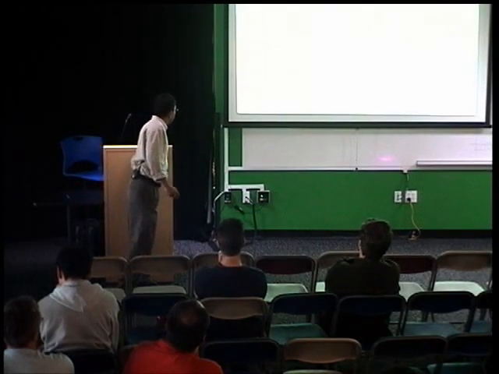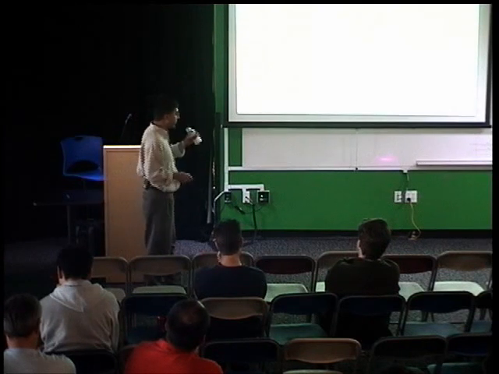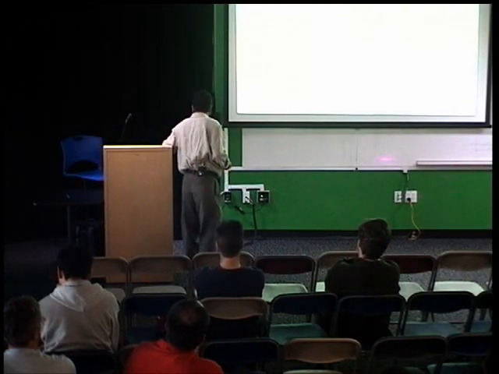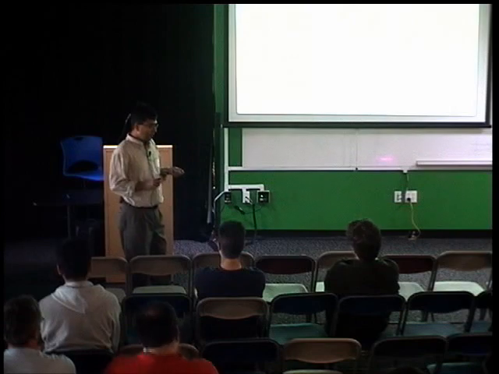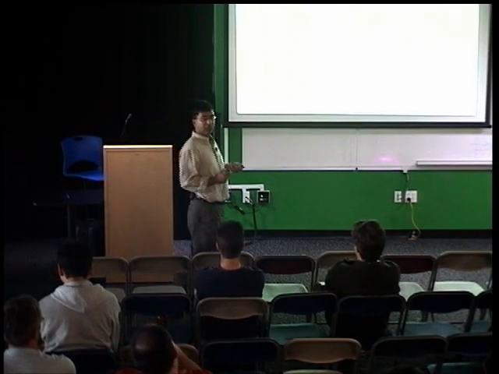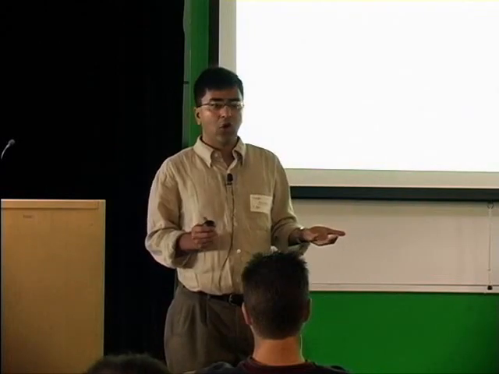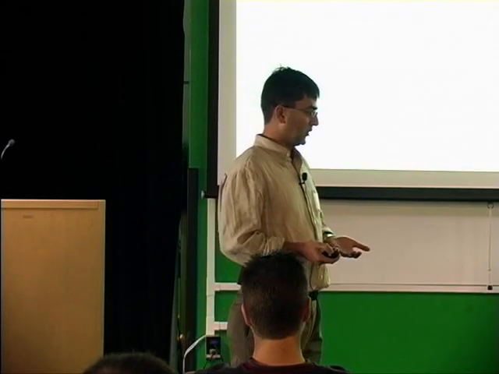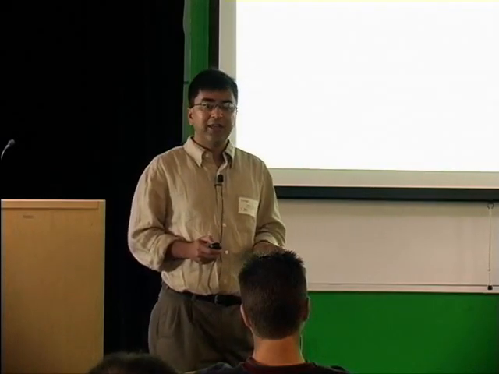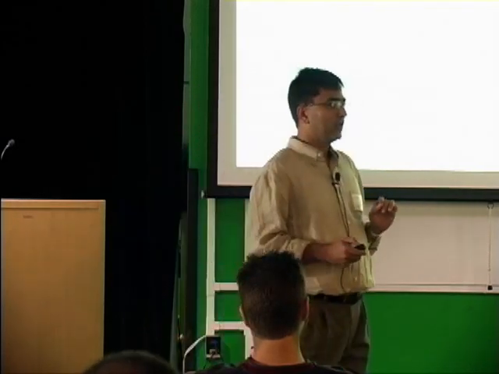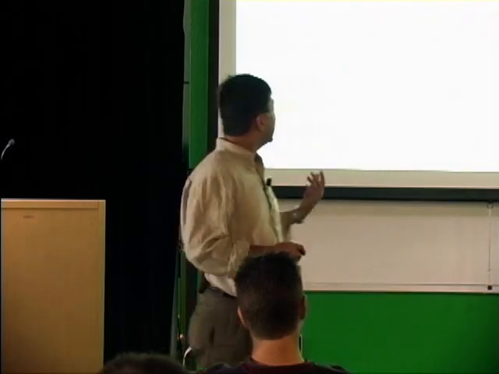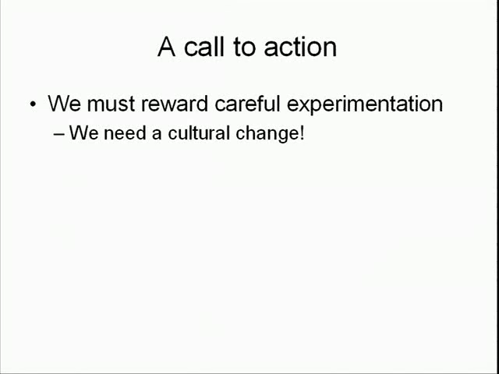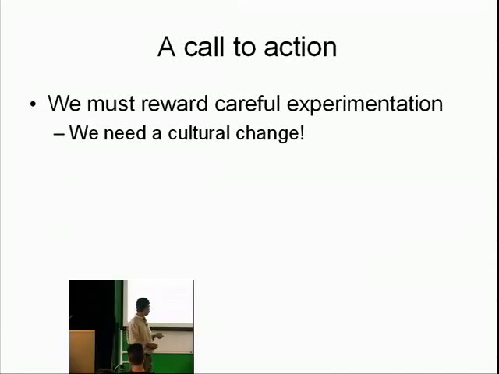Now, I'm going to conclude with a call to action, things that we should try to do as a community. The first thing is that I think in a lot of computer systems research, we have been giving a strong preference to new algorithms over insightful evaluations. And we need to recognize that to actually do an insightful evaluation that really explains some phenomena correctly is just as hard as coming up with yet another new algorithm. And so we need to recognize that by a cultural change, we should reward careful experimentation.